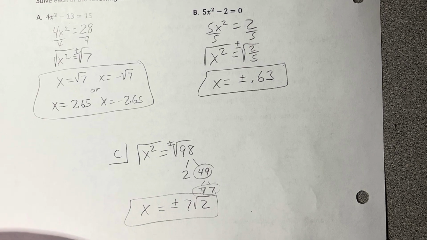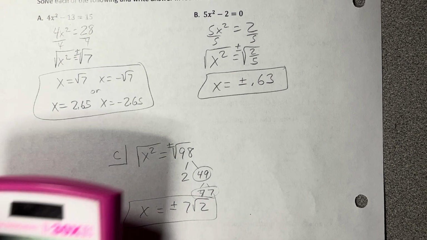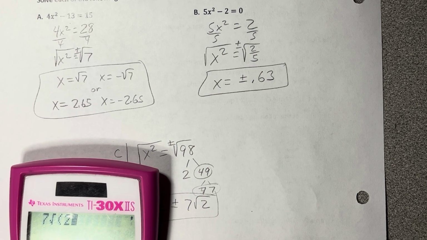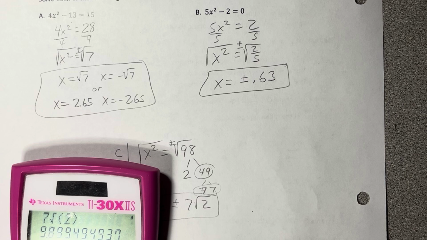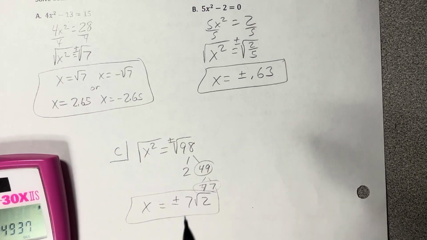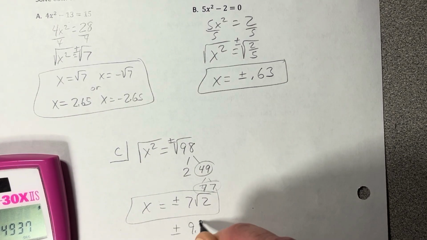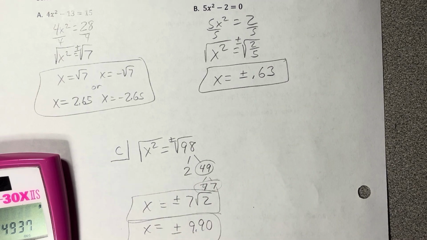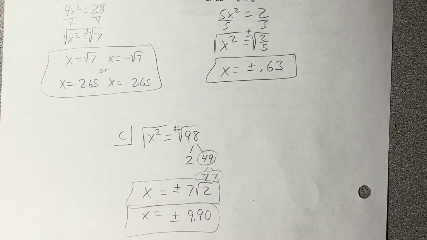And then you can punch in 7 square root 2 into your calculator to get the rounded answer. To the right of the 9 is 9, so we round the 9 up to make 10, so it's 9.90, plus or minus 9.90. And again, you could write this as 2 separate answers. So yeah, solving using square roots. There you have it. Have a good day.